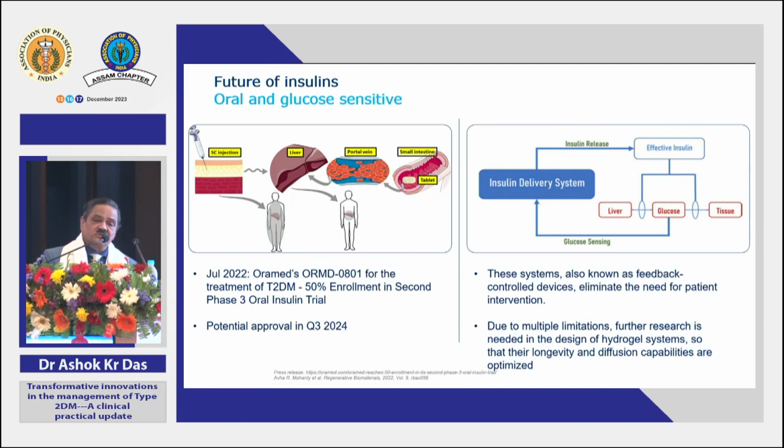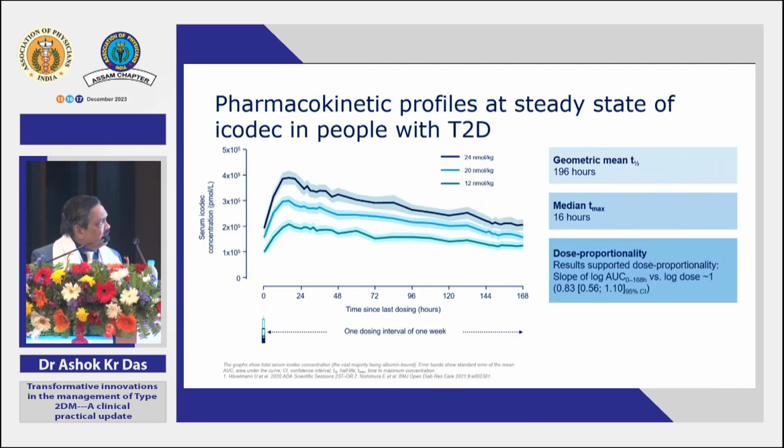The smart insulins are such insulins which will apprehend or know the amount of blood glucose and will deliver that amount of insulin necessary for that degree of blood glucose. It's called smart insulin. This is called glucose-derived insulin dose. So the oral insulin, Oramed, is knocking at the door, and we possibly have got the approval, Q3 approval in 2024, another 2 years, with rapid advances in the delivery system.